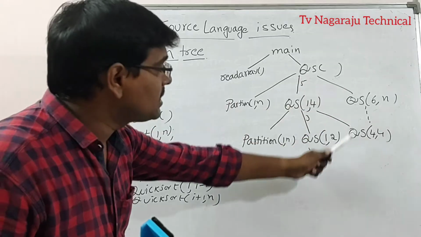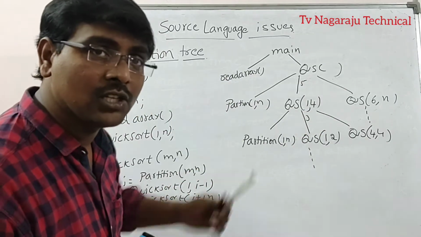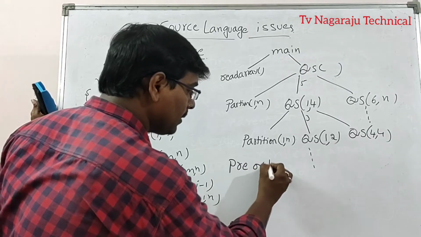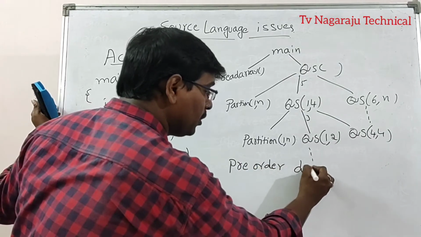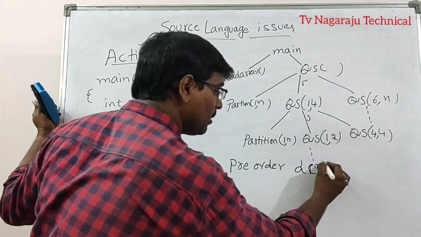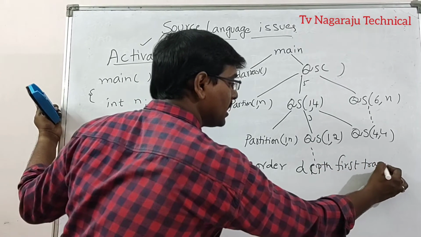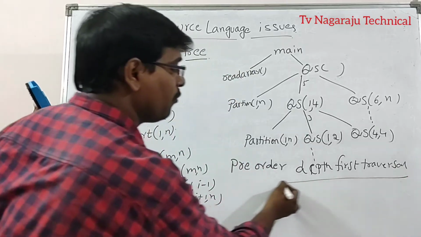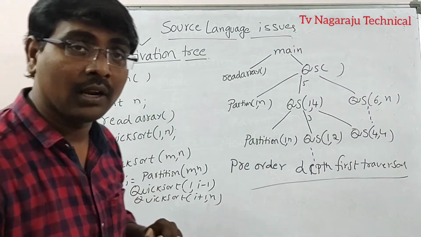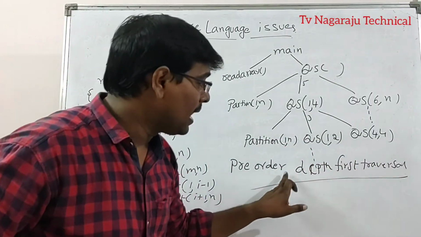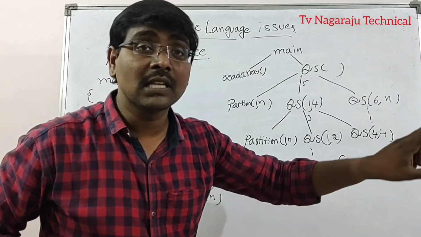Simply, what is the flow of this activation tree? Follow pre-order depth first traversal. Pre-order depth first traversal. We are getting the flow of the activation tree. Here it starts from the root. Pre-order depth first traversal from the root.